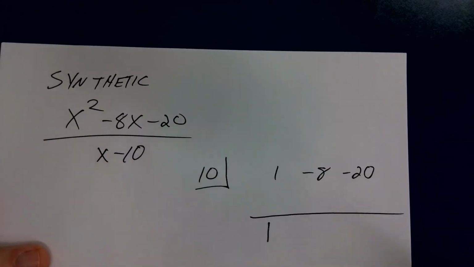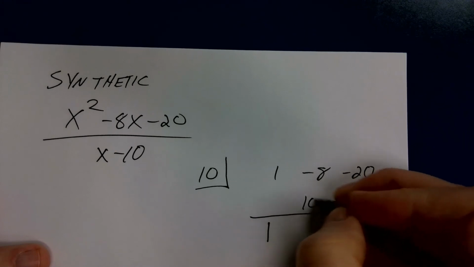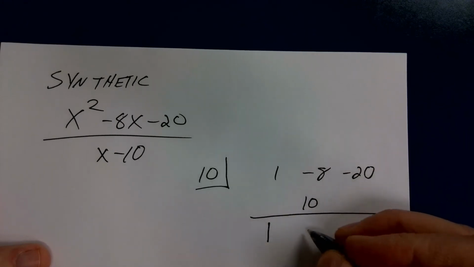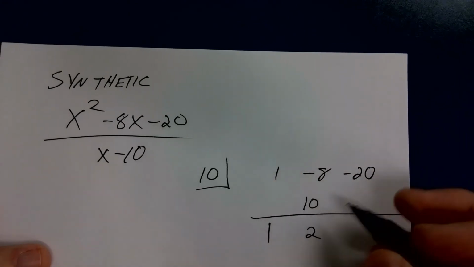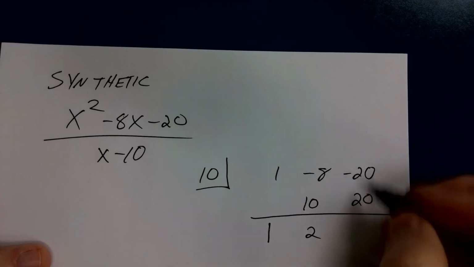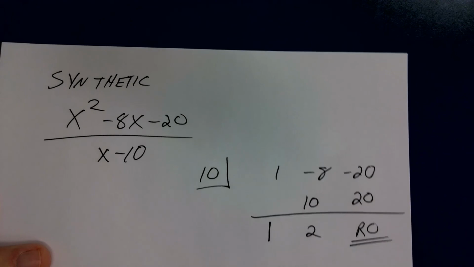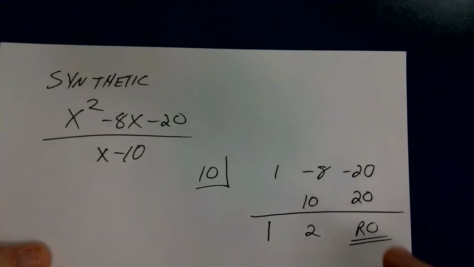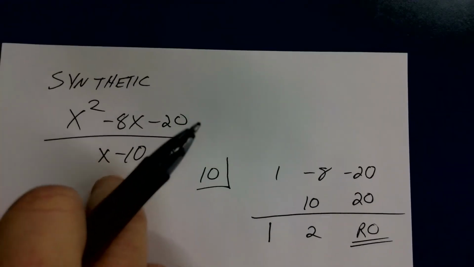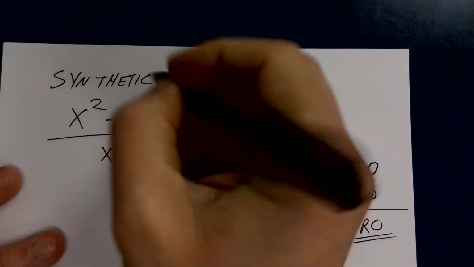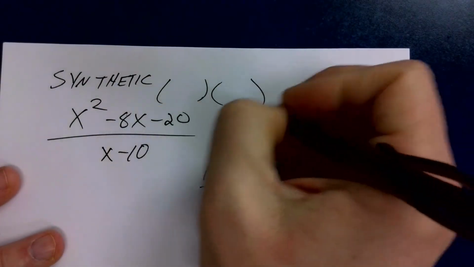Then under here gets multiplied to that. 1 times 10 is 10. Negative 8 and 10 is 2. 2 times 10 is 20. Add those numbers. Remainder of 0. Oh, look at that. There was a remainder of 0. If it's a remainder of 0, then this must be a factor of this. Let's try it. See if it actually worked.